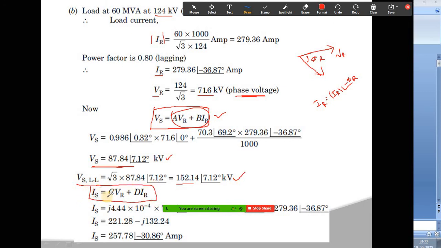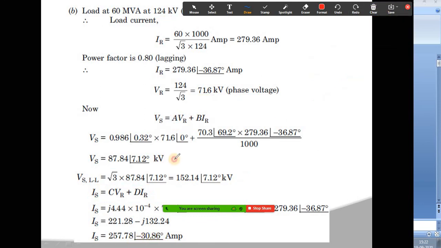So sending end current IS is equal to C into VR plus D into IR, and CD values are already calculated, and VR, IR also known to you. So if you substitute all the values, you will get the IS value. So that IS value is what you are getting here, 257.78 at an angle of 30.86 degrees, which is in amperes.